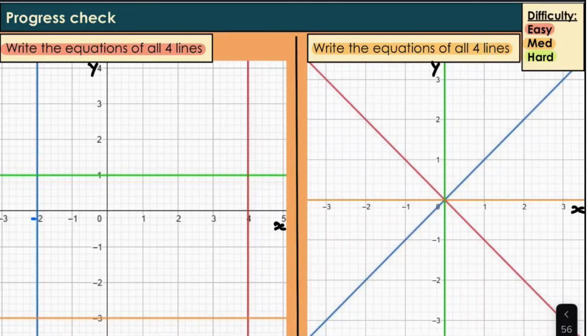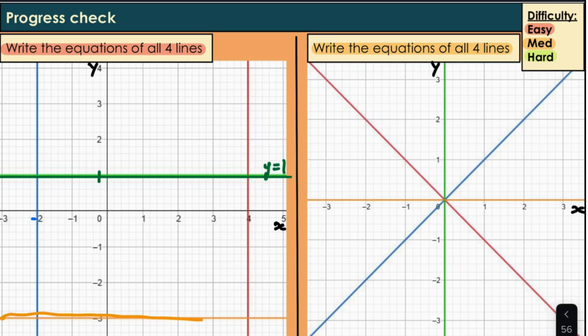Progress check. Have a go yourself, then check your answers with mine. First up, looking at the green horizontal line. Horizontal lines are y equals lines. Where does it cross the y-axis? At 1. So that is the line y equals 1.